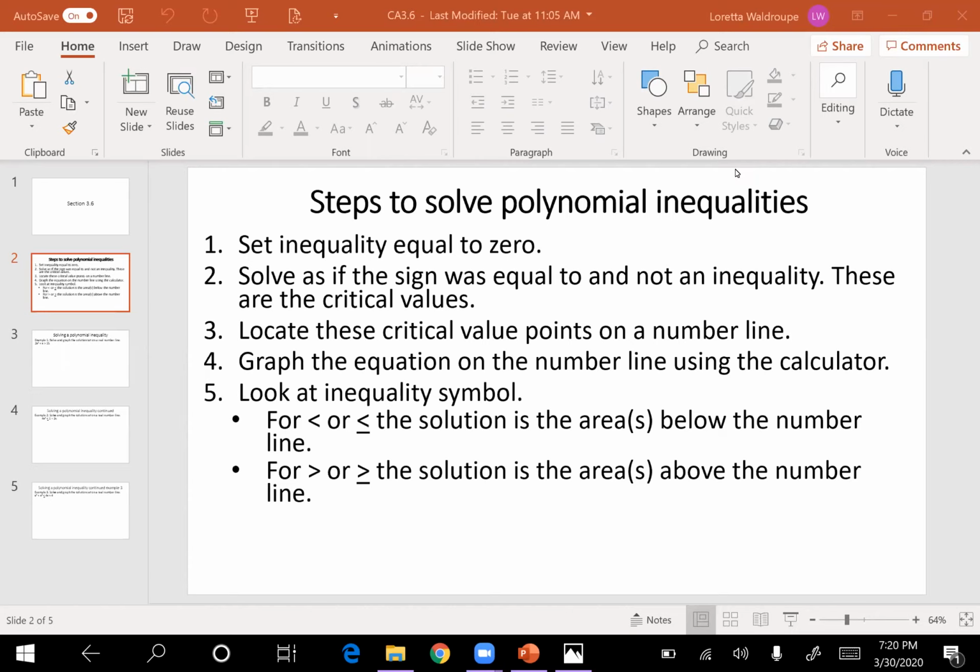First, you set the inequality equal to 0. I say equal to, it's not going to technically be equal to, it's going to be greater than or equal to, less than or equal to, but just think of it as equal to right now, okay? And then you're going to solve it, and those numbers that you find when you solve it are your critical values. You're going to locate those values on a number line, graph your equation. If your inequality is less than or less than or equal to, you want the areas below the number line. Greater than or equal to, you want the areas above.